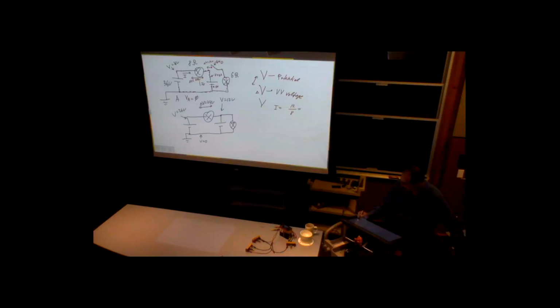12 over 8, or 3 over 2, 1.5, 4 and 4 amps. Okay. Now we should call this current I1. And now we have a junction right here, so let's call the other currents I2 and I3. First of all, even if we don't need it, we can still write that I1 should be equal to I2 plus I3 because of the junction rule, law of conservation of charge.